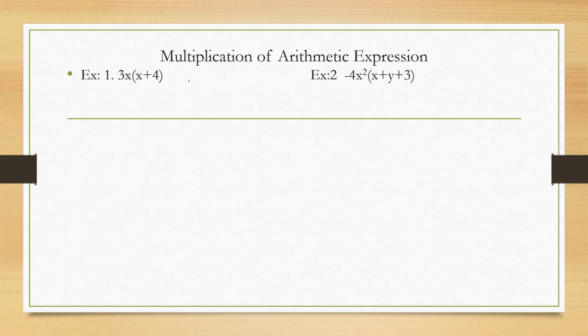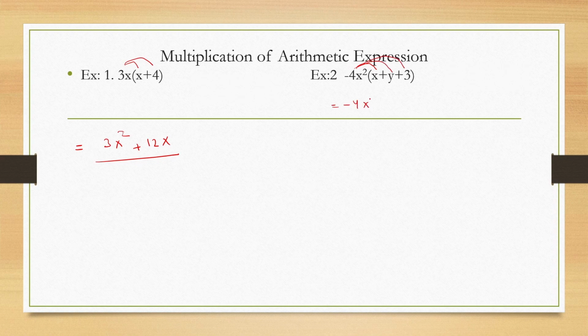Now we will see the multiplication of algebraic expressions. So in this way we will solve it out. This will be multiplied here, this will be multiplied here. 3x square plus 4, 3 times 4 will be 12x. This will be the answer for the first one. And this will multiply here, this will multiply here, and then this will multiply here.